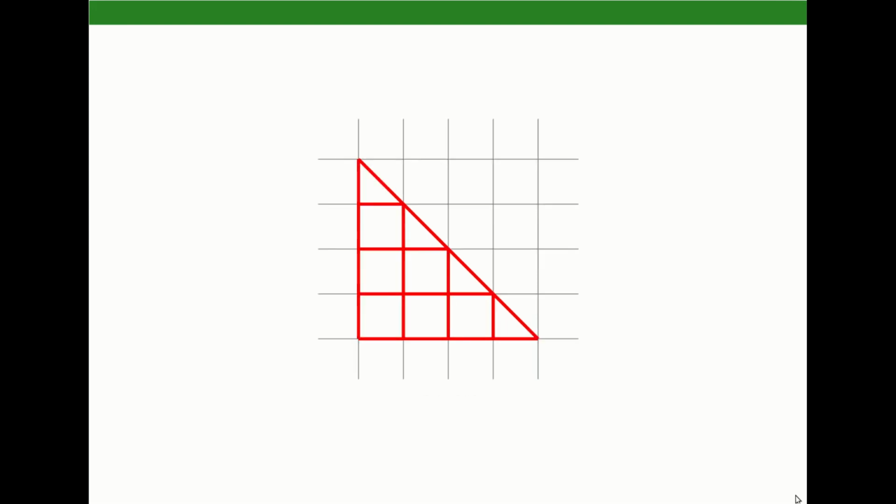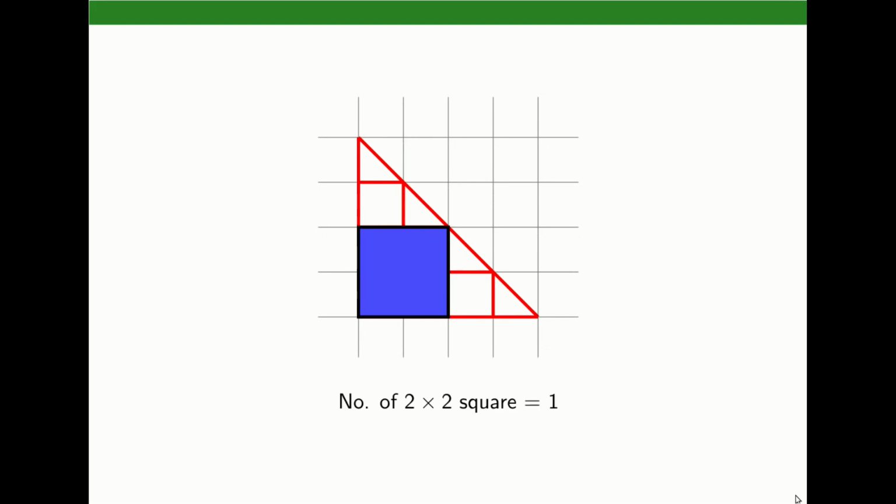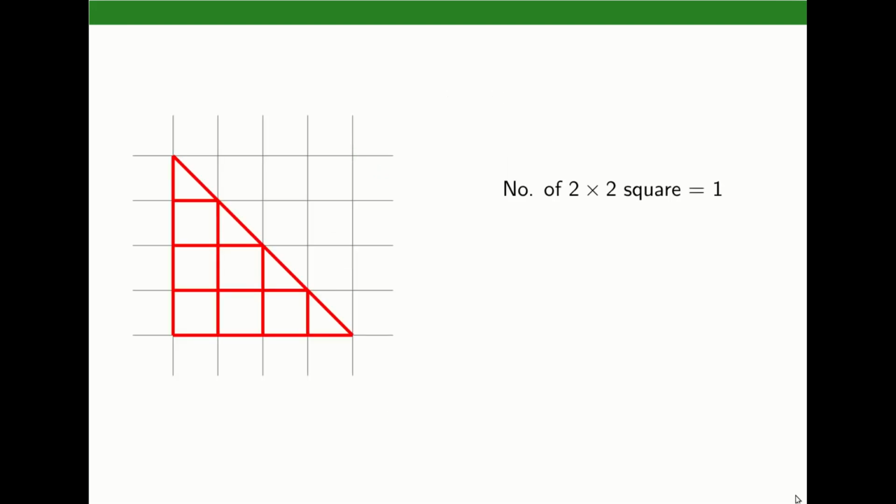So do we have any other squares as part of the diagram? Oh, there is one, a 2 times 2 square. Let us find the value of s then. We have number of 2 times 2 squares, 1. Number of 1 times 1 squares, 6. Giving us a total of squares as 7. We have found the value of s. Moving on to finding the value of t.